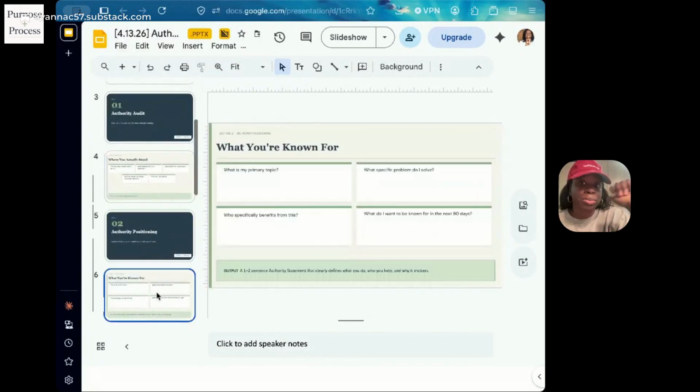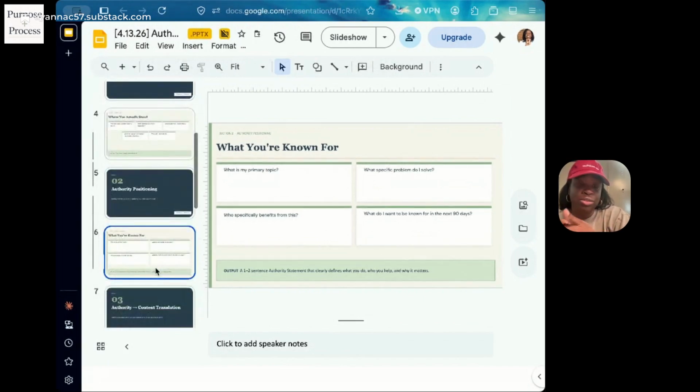Then we have our authority positioning, right? What is my primary topic? Mine is, how do I take solopreneurs to CEO status, right? What specific problem do I solve? I don't really have just one specific problem that I solve, but there are quite a few. Who specifically benefits from working with me? My audience, if they're tapped in, my clients, if they're paying, right?